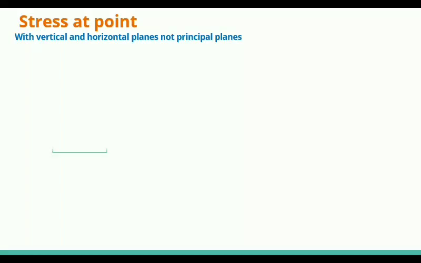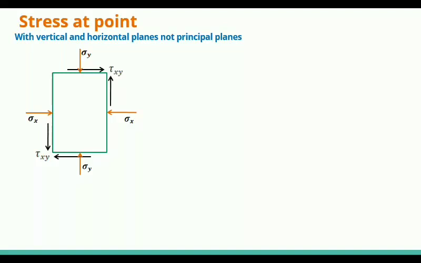So let's take a soil block, and stress is applied, that is, you can call sigma y and sigma x. For example, you can assume that sigma y is the major principal stress and sigma x is the minor principal stress. But in this case, shear stress is also there, meaning tau xy is applied on the surface of this block. So this vertical and horizontal plane we cannot call a principal plane because shear stress is not 0. Are you getting my point?